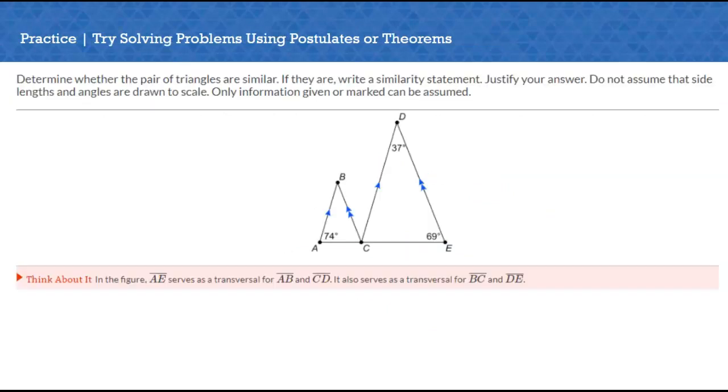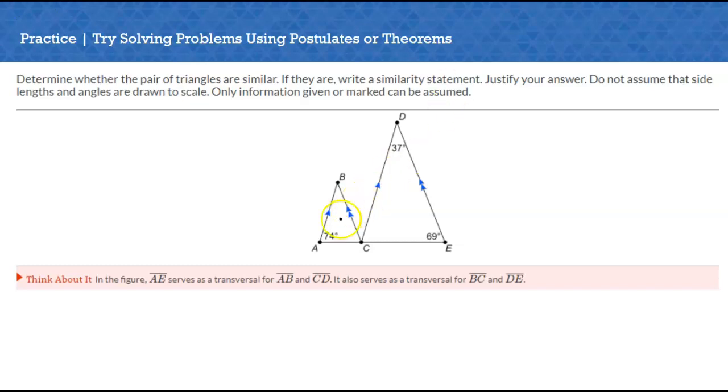So let's try our first two triangles. We're going to determine whether the pair of triangles are similar. If they are, we're going to write a similarity statement and justify our answer. We never want to assume that the side lengths or the angles are drawn to scale. Only information given or marked can be assumed. So here we have triangle ABC and triangle CDE.